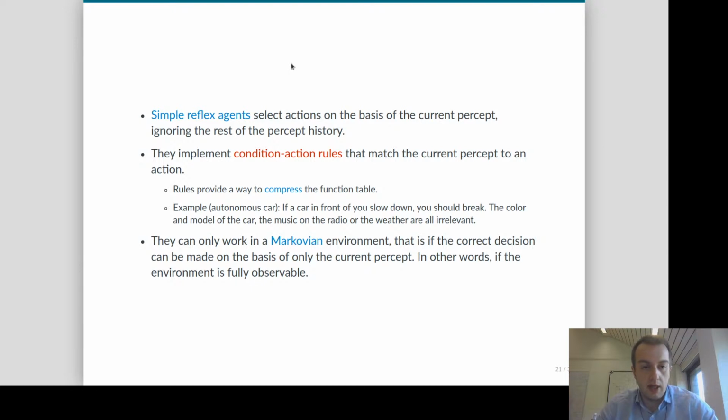So in text, that means simple reflex agents select actions on the basis of the current percept, and for this version of the reflex agents, you ignore the rest of the percept history. So for this simple reflex agent, there is no memory involved. And then you implement this mapping from condition to action by having rules that match the current percept to a condition, and then from this condition to an action. And these rules provide a way to compress this function table.